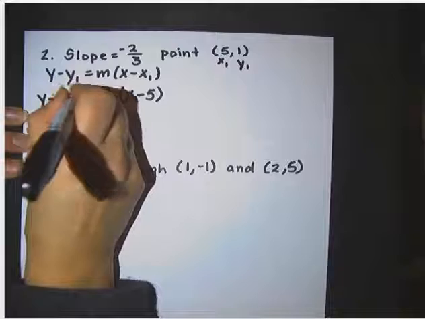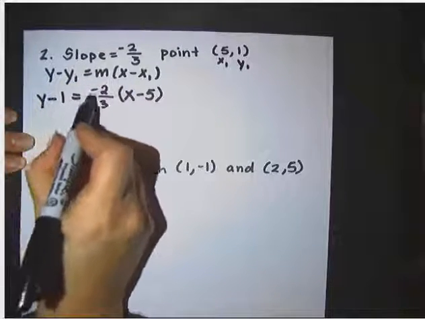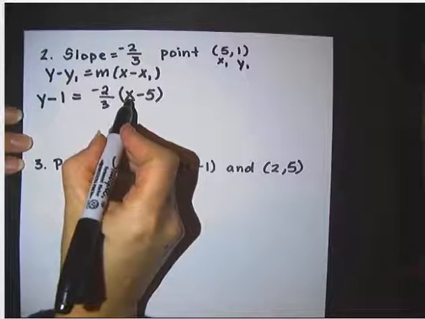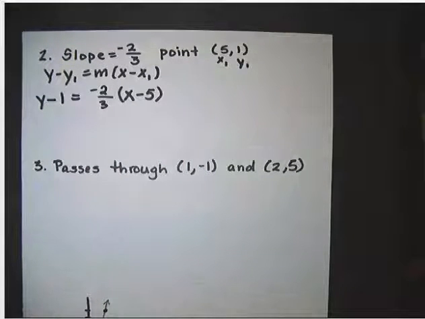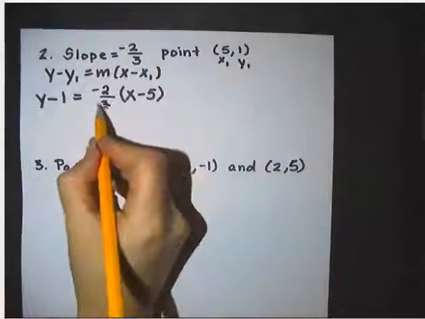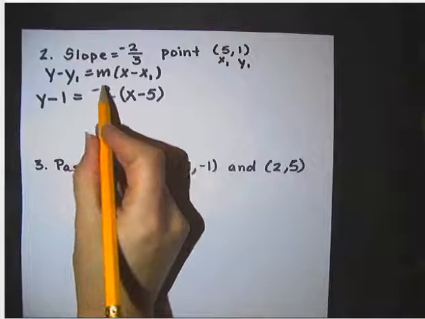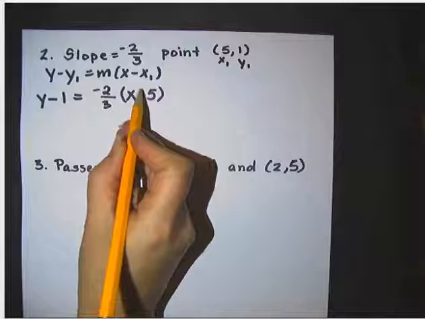Y minus 1 equals -2/3 times x minus 5. Now I told you a shortcut when you're simplifying in this situation. Remember, if you had multiplied the whole equation by 3, on this side the 3 would just cancel, and only the negative 2 would be distributed.